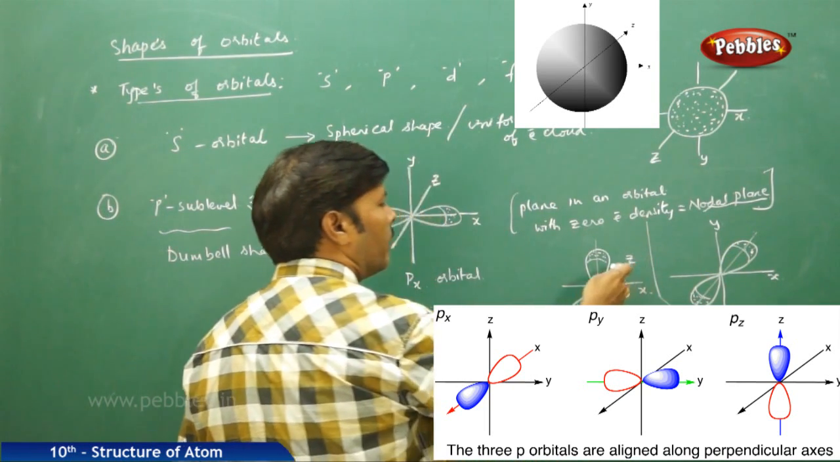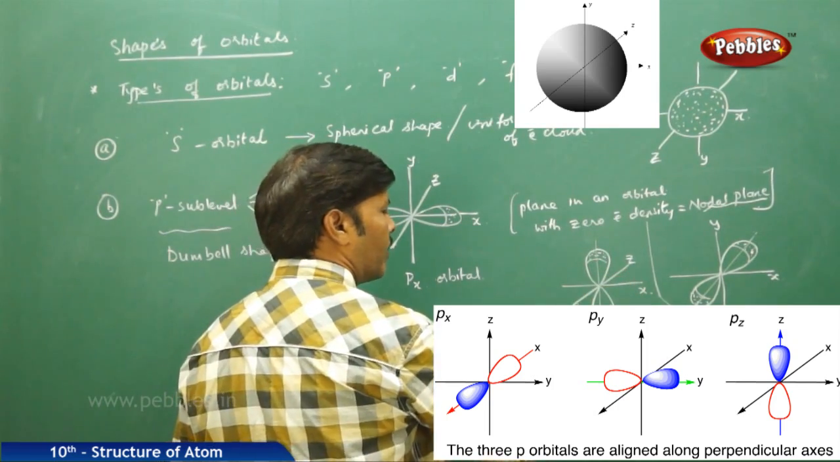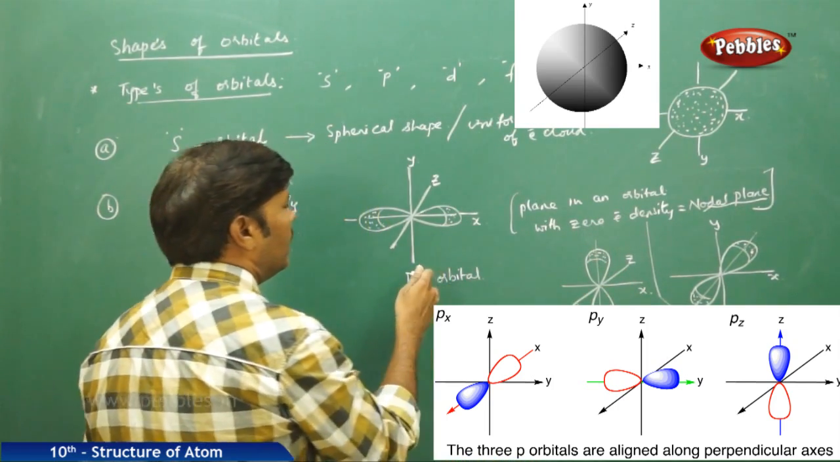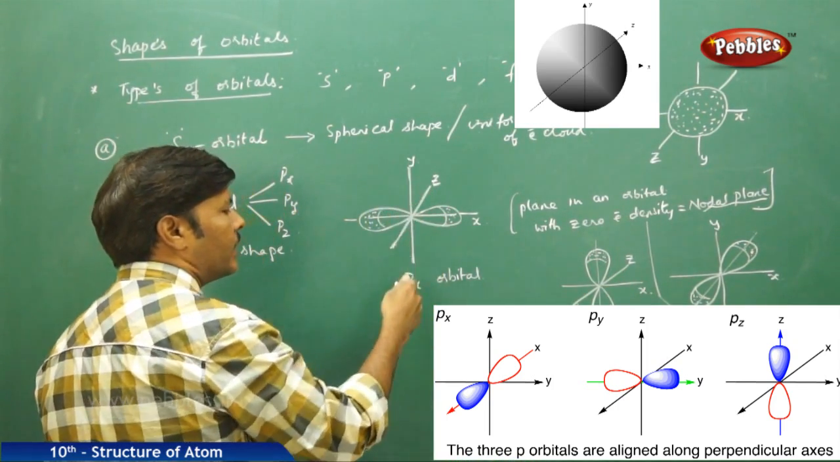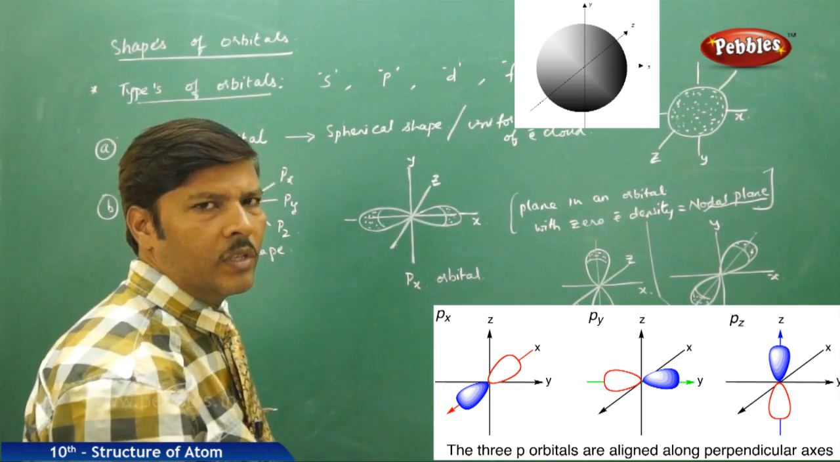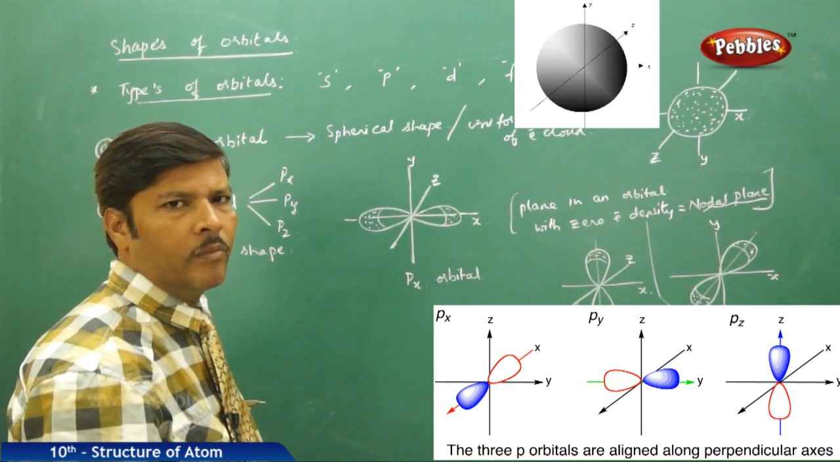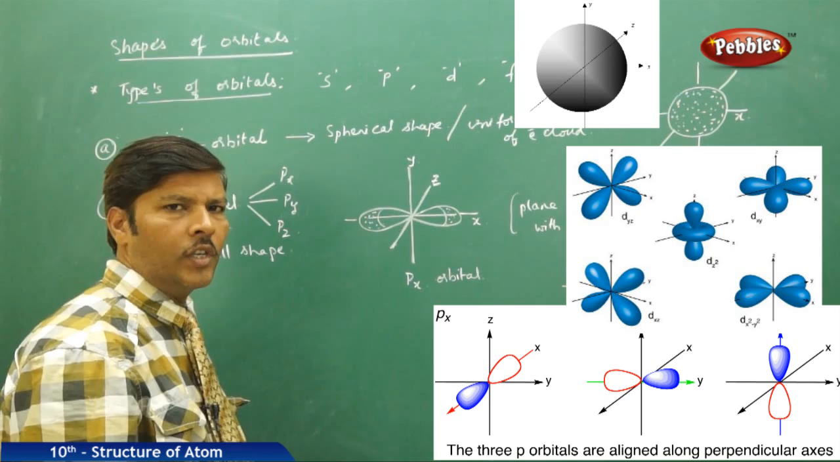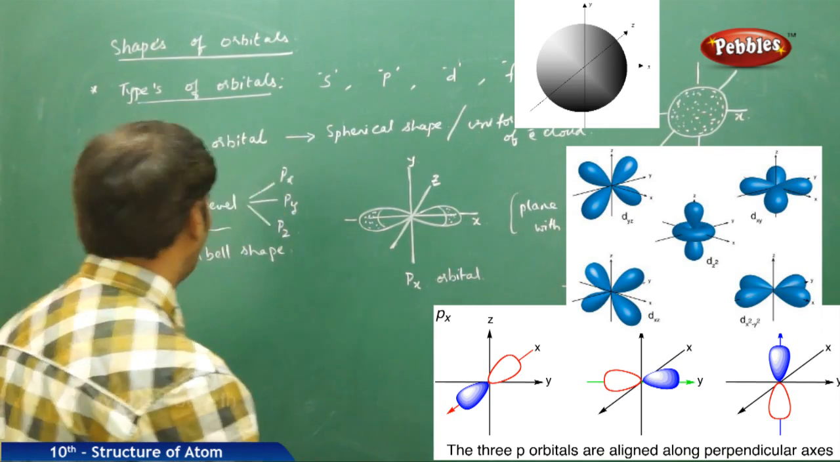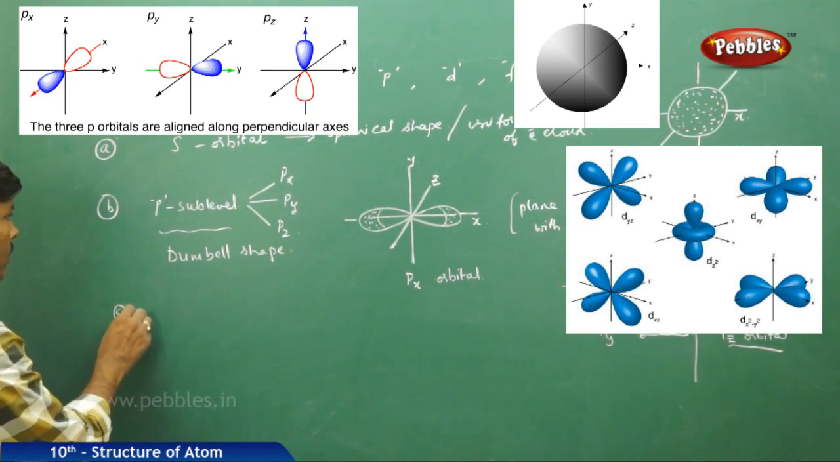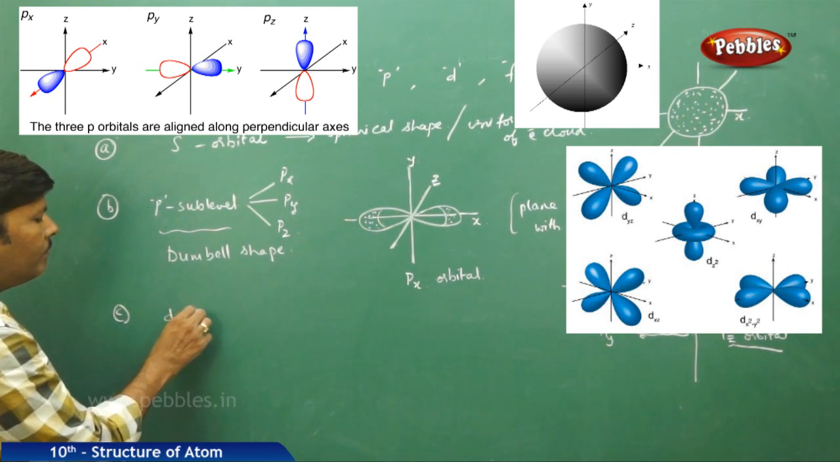You find the nodal plane in z-axis and x-axis in the case of py orbital, and the nodal plane in z-axis and y-axis in the case of px orbital. So these are the three different dumbbell shaped structures of the p orbital. Then next we will go for d sublevel.